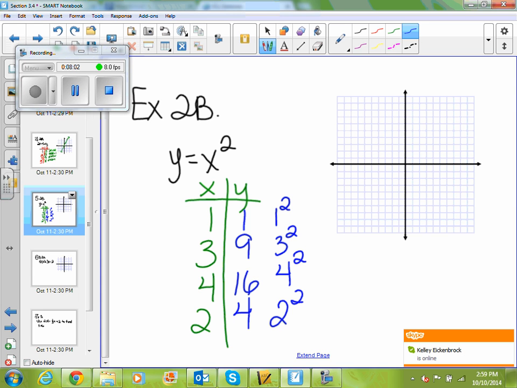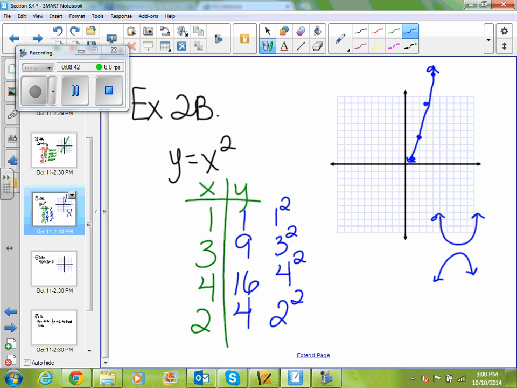So now I get to graph them. So 1, 1 tells me to go over 1, up 1. 3, 9 tells me to go over 3, up 9. 4, 16 tells me to go over 4 and up 16, so somewhere up there. And 2, 4 tells me to go over 2 and up 4. Okay, then if I connect my points, then I know that I get something that looks like that. Right? It's kind of got a little curve to it. And that's because usually squared graphs either look like this or look like this. So we just have the half of that.